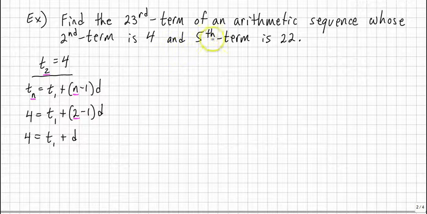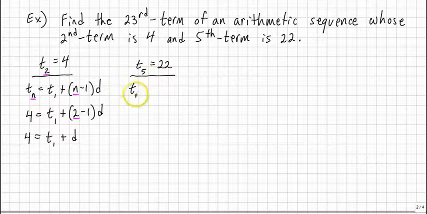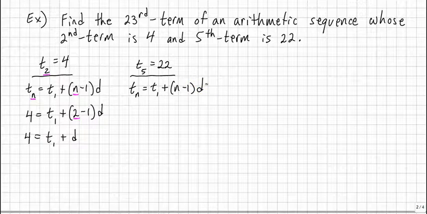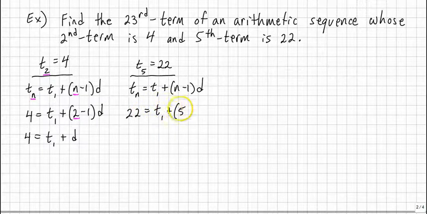Thankfully, they told us that the fifth term is 22. So if we plug that in, the nth term is the first term plus n minus 1 times d. That's our formula for the nth term of an arithmetic sequence. We know that the term is 22. We know that n is 5. And if we simplify, we get 22 equals the first term plus 4 times the common difference.